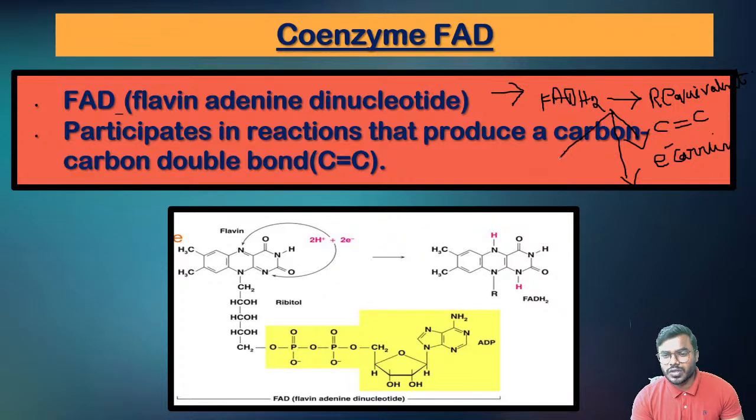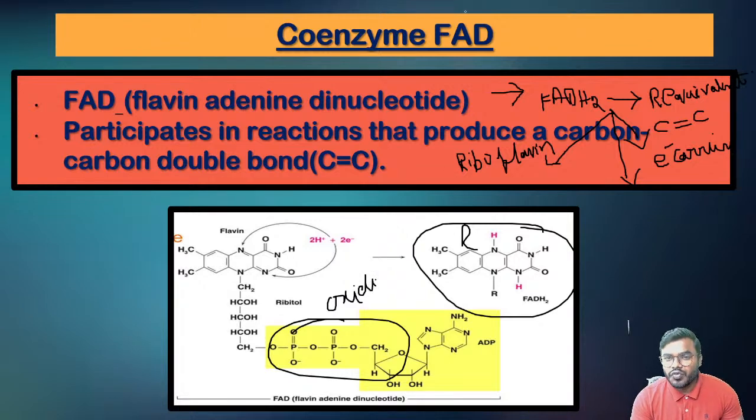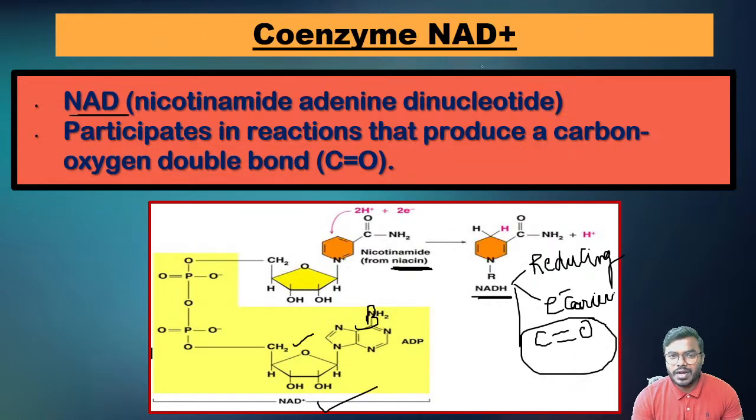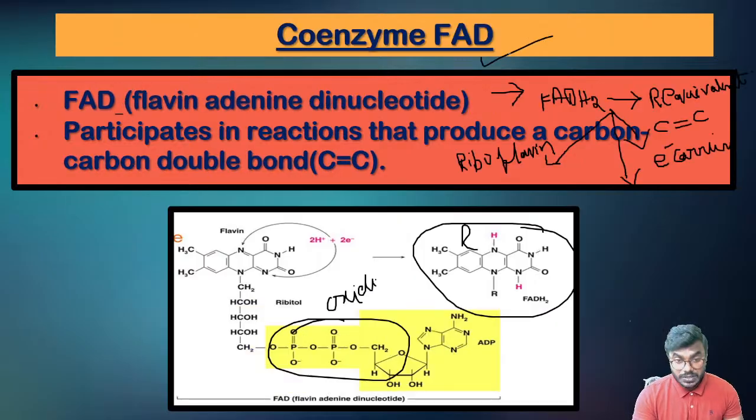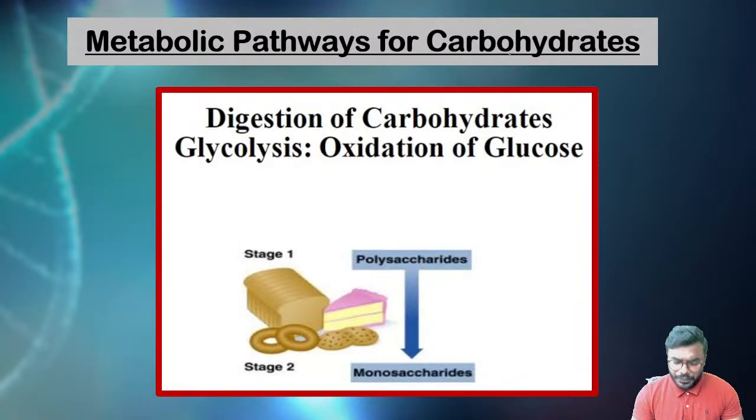And what is the fourth and another very important point, friends? Here the ring is basically formed from riboflavin. So FADH2 is the reduced form, FAD is the oxidized form. I want you to remember 4 points about the FAD and 4 points about the NAD+. These are the 4 points I want you to remember compulsorily.